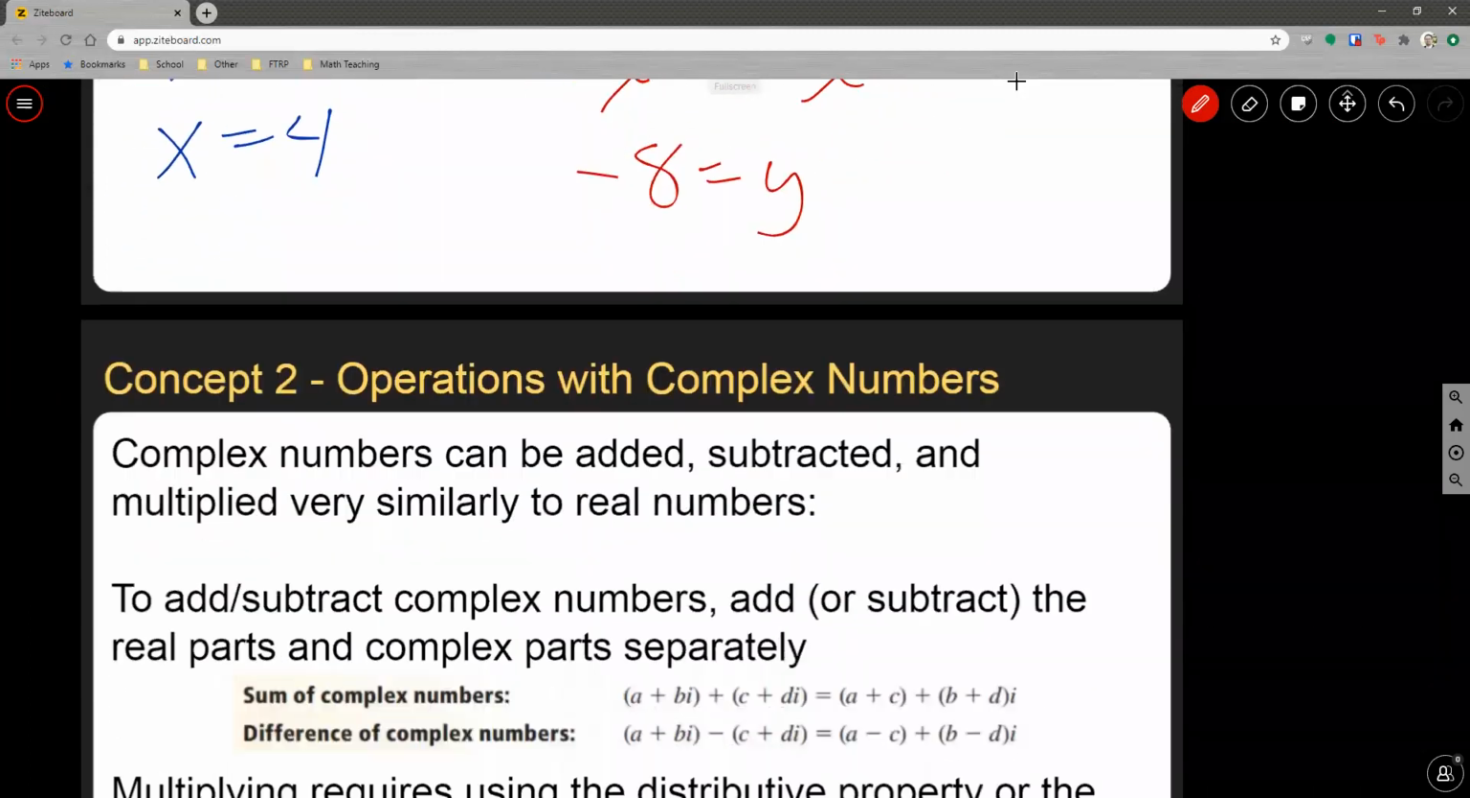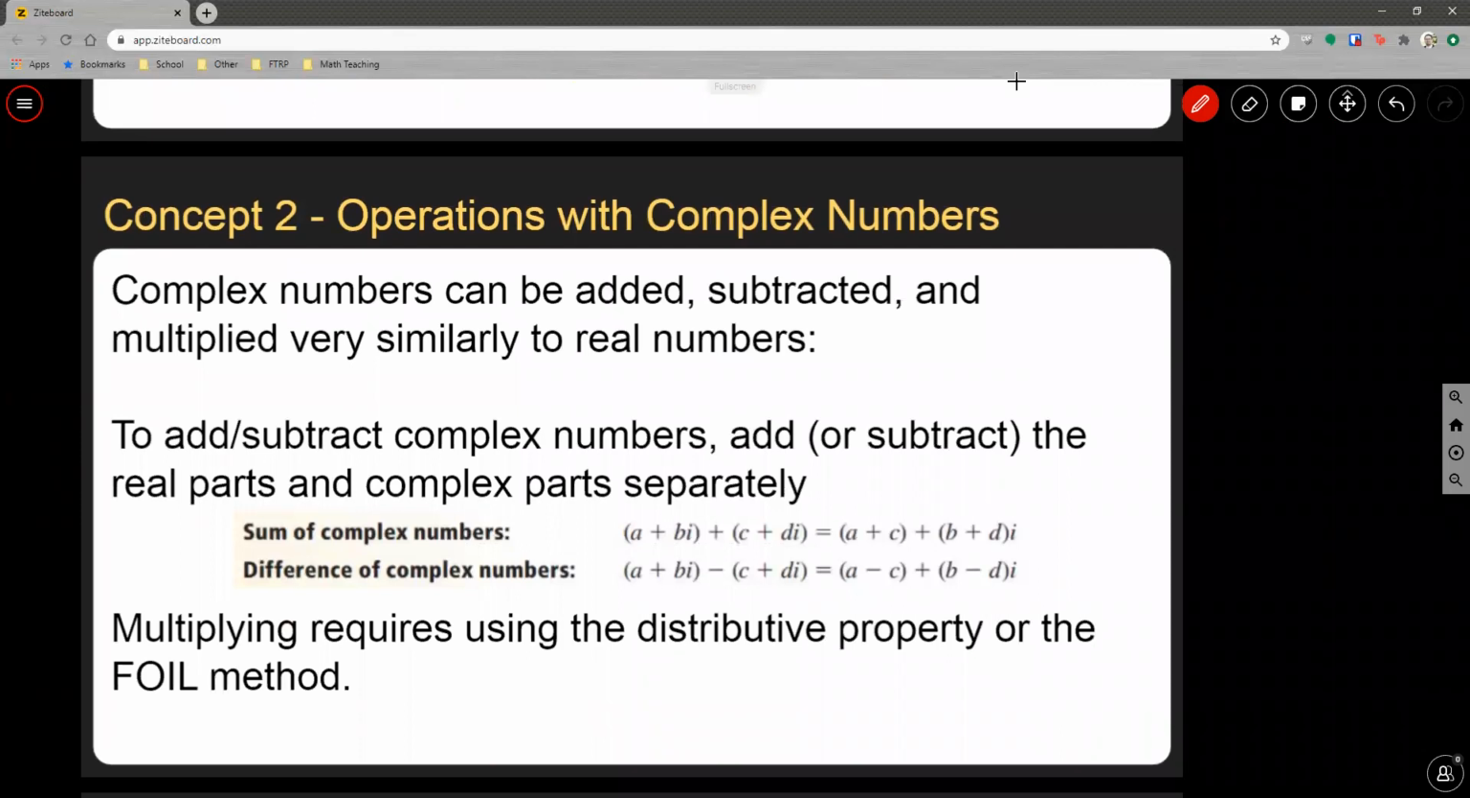All right, so concept 2, this is getting into more interesting stuff. Operations with complex numbers. All complex numbers can be added, subtracted, and multiplied very similarly to real numbers. To add or subtract complex numbers, all you have to do is add or subtract the real parts and then do the same with the complex parts separately.